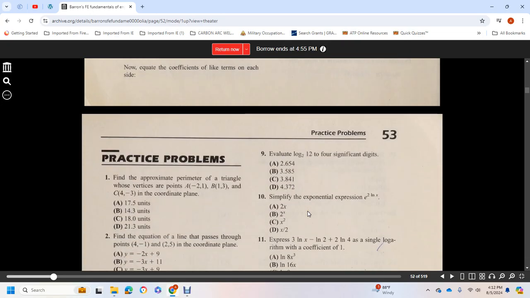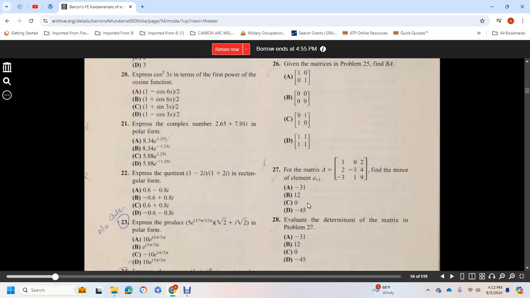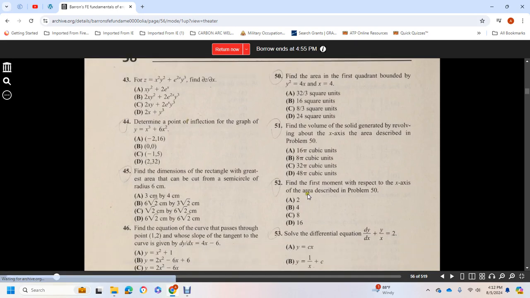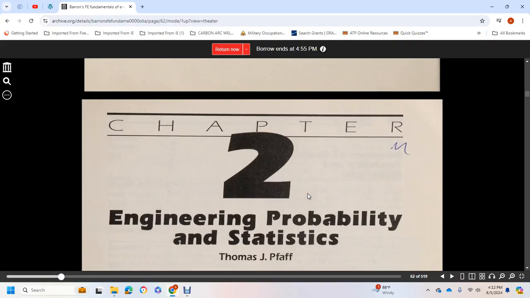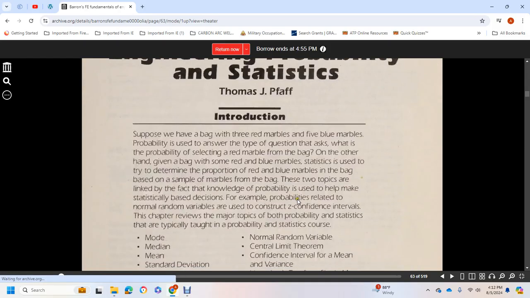And it goes into practice problems, and we should be on Chapter 2, Engineering Probability and Statistics.